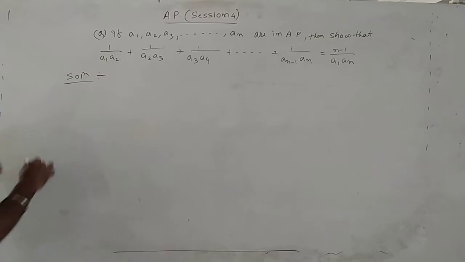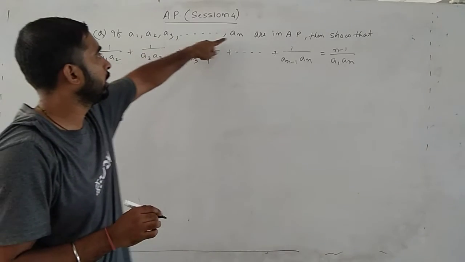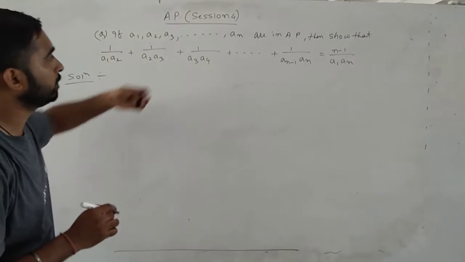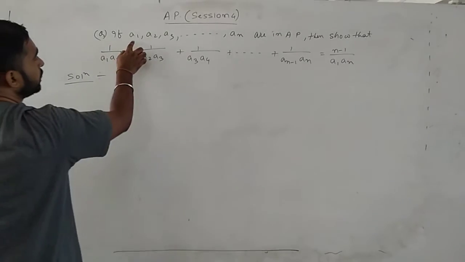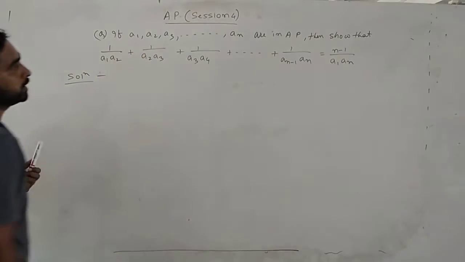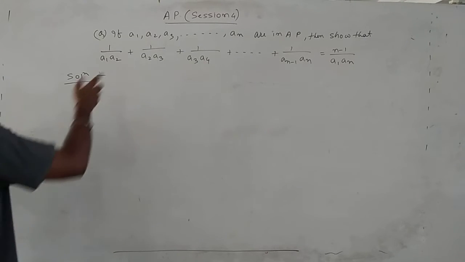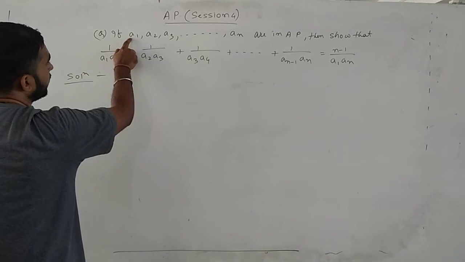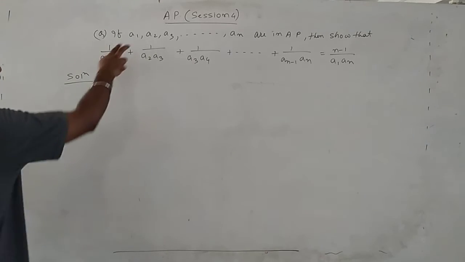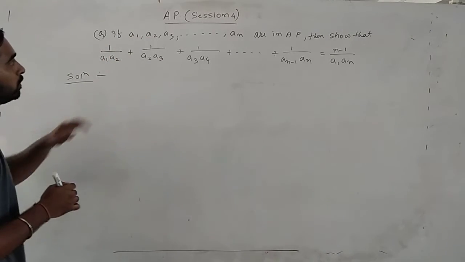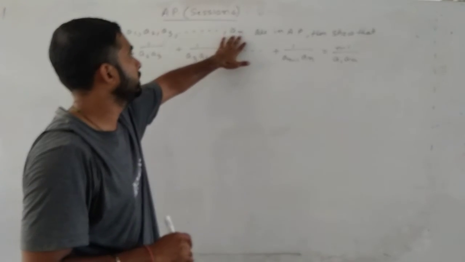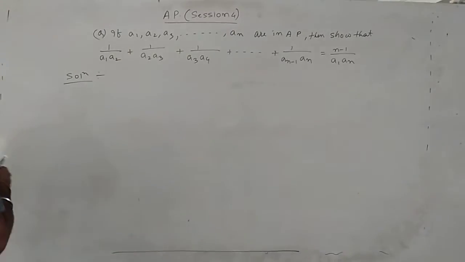Now as you know that if a1, a2, a3 up to an are in AP, then in AP the difference between the consecutive terms is the same. So here we consider the common difference to be d, but here the first term is not a, it is denoted by a1. So here first term a1, second term a2, third term a3 and the last term is an, and we consider that the common difference is d.